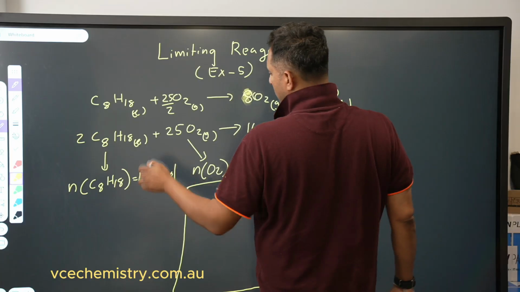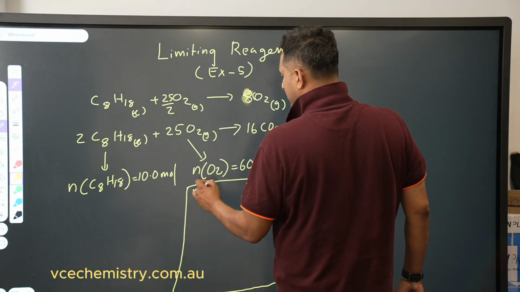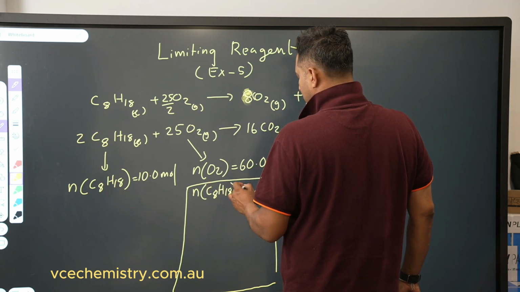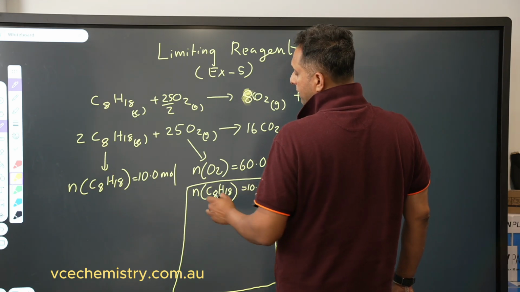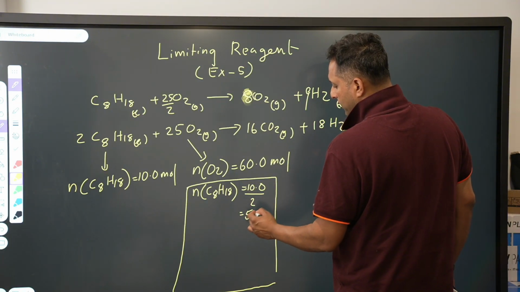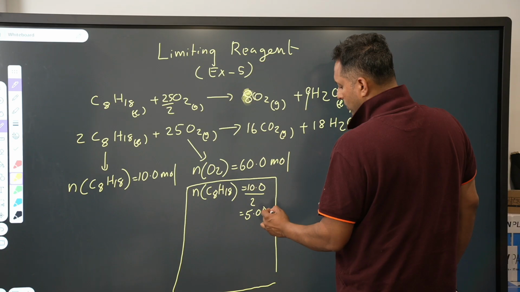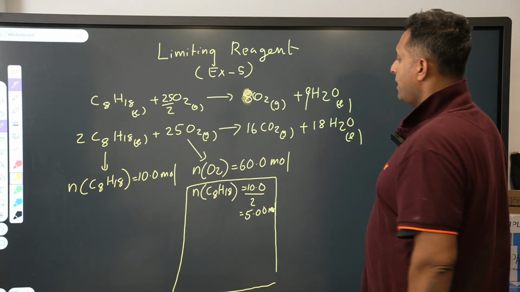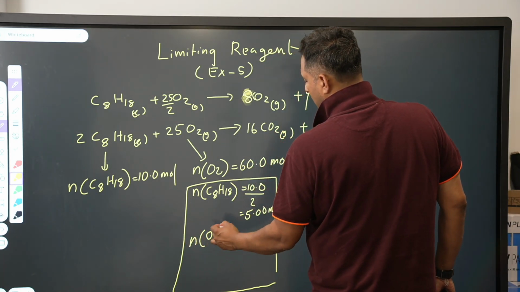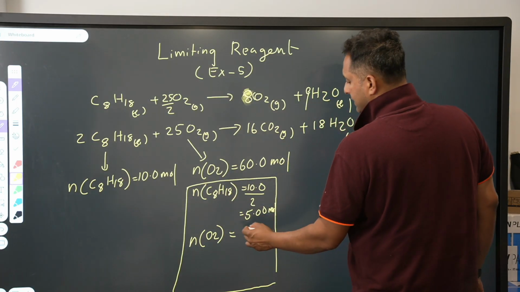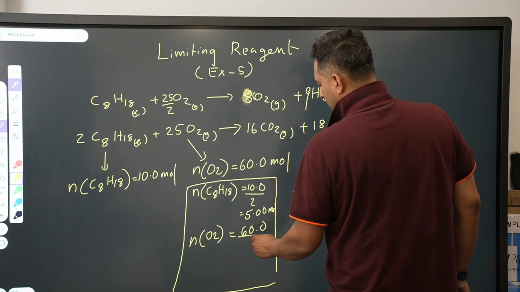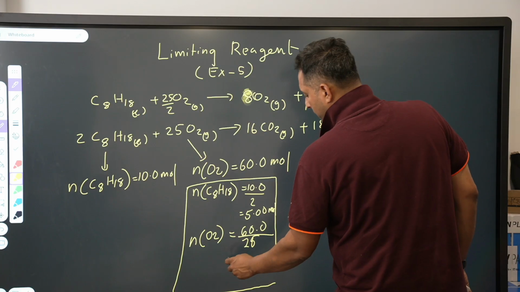Now, what did I ask you to do? I asked you to get the number of moles of the octane, which is C8H18, which is 10.0, and divide by the coefficient. What's the coefficient there? 2. Then 5.0 moles, right? Then I asked you to get the number of moles of oxygen given, which is 60, divided by the coefficient. What's the coefficient? 25. Which is 4.